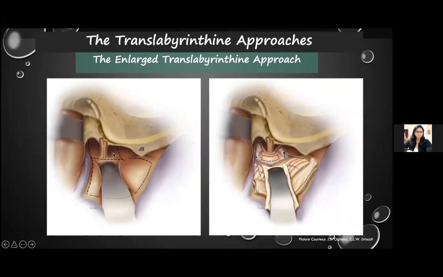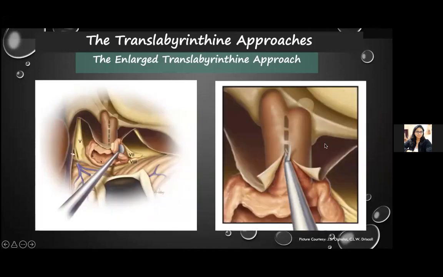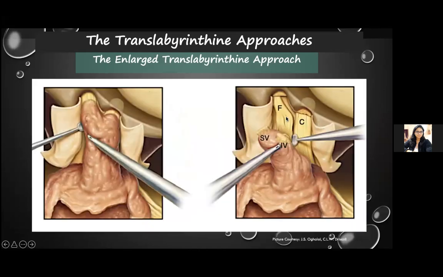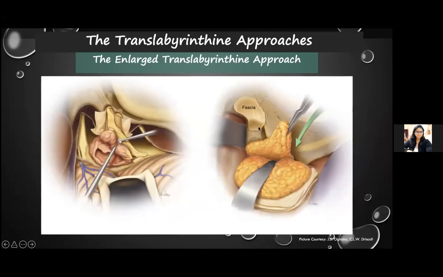Now, the dotted line shows the area where we opened the dura, and once we have opened the dura, we can see the tumor lying here. Slowly the dura on the IAC, the internal acoustic meatus, is also opened, and the tumor can be delineated slowly from the facial and the cochlear nerve.